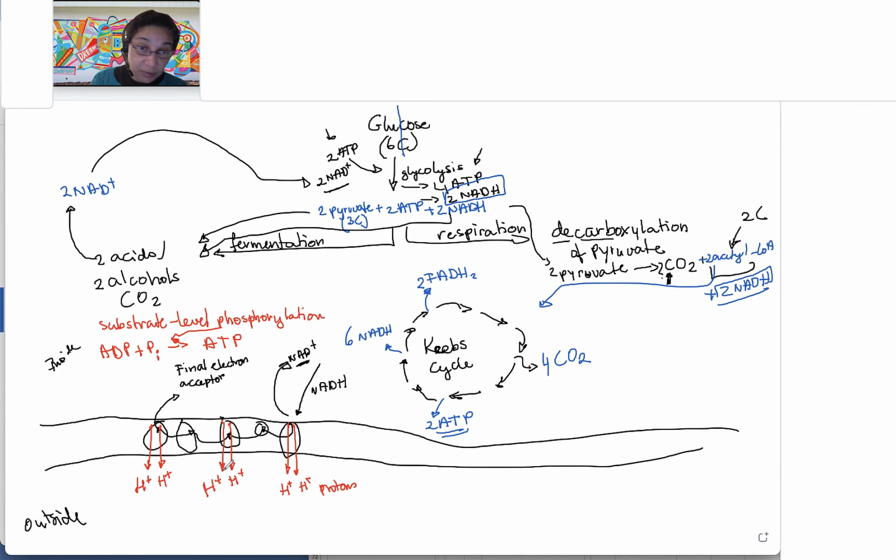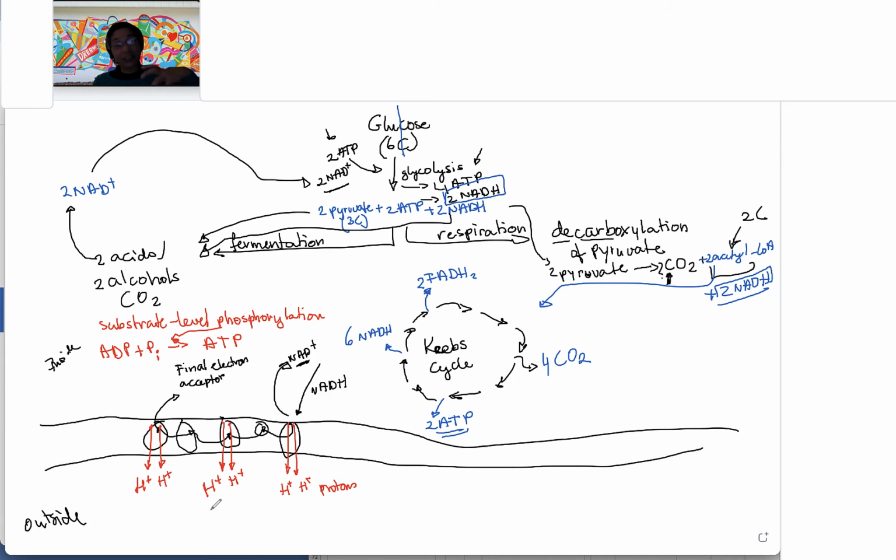So now what? Now the NADH has lost all its energy. It's donated the electrons here. We use that energy to pump protons to the outside. And now we're going to actually use those protons to make ATP. Okay? It seems like a very convoluted way to make ATP, but you'll see in a minute why we want to do this, if you just bear with me.